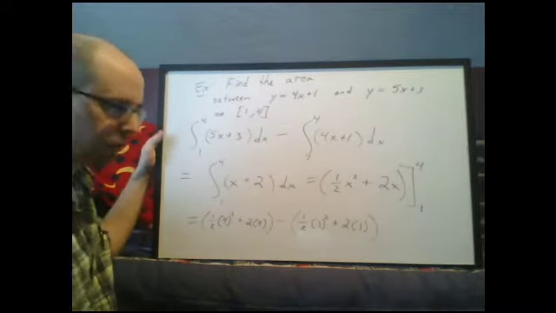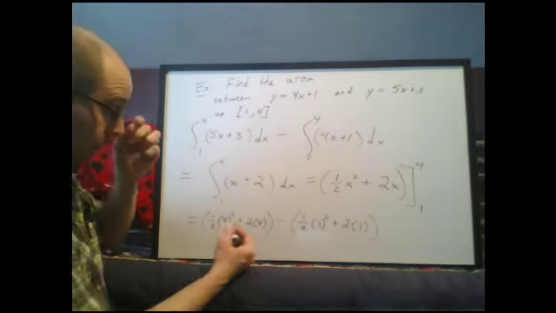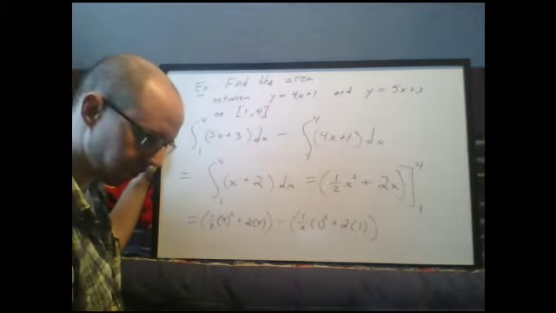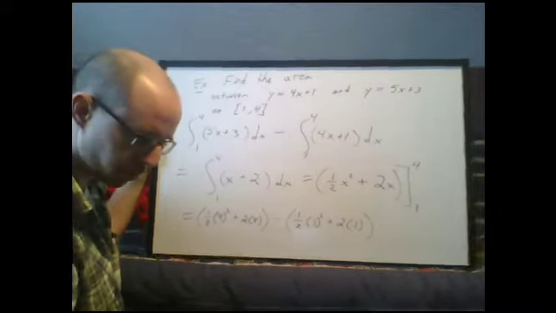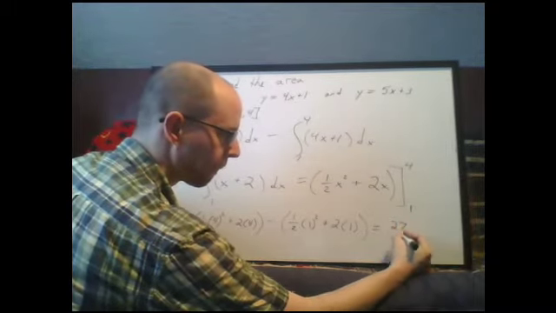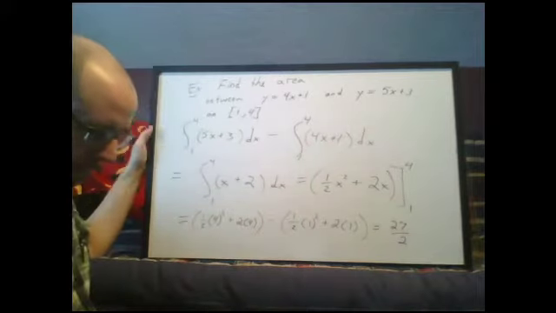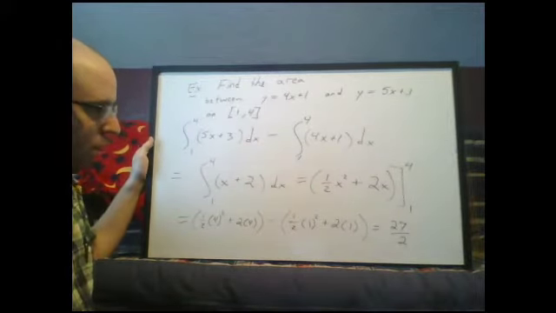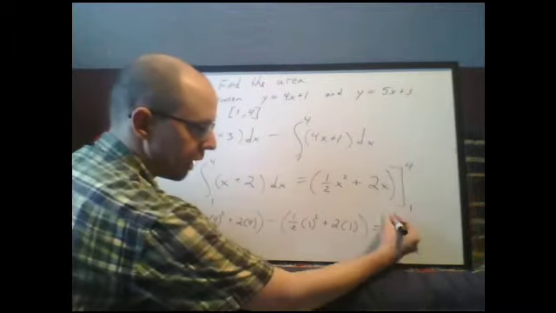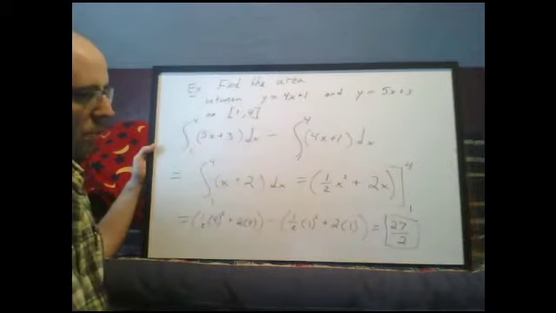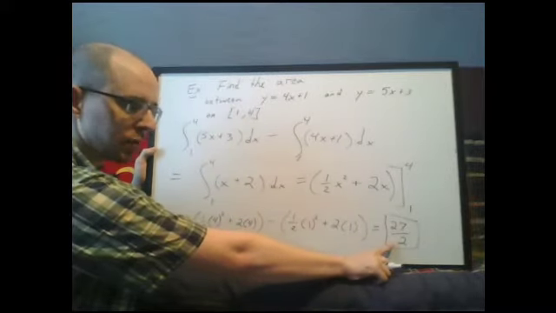In the interest of space and time, if you simplify this, you should get 27 over 2. Yeah, so that's our answer. The area between these two lines, because these are lines in this example, the area between these two curves is 27 over 2.